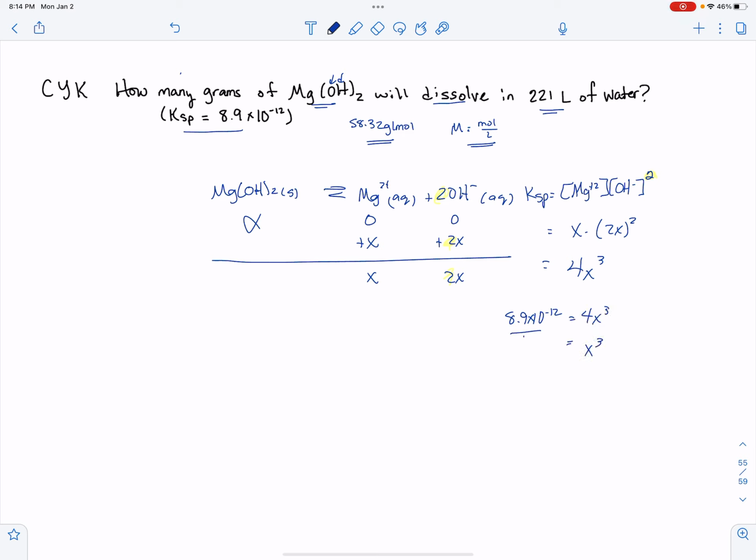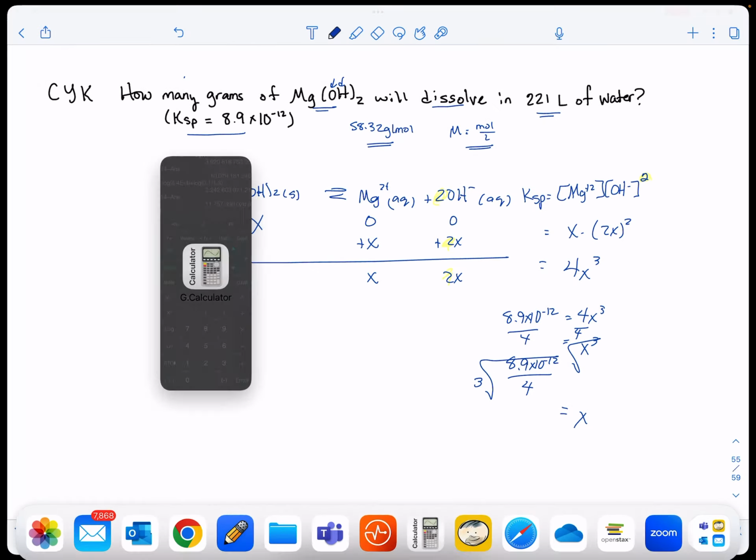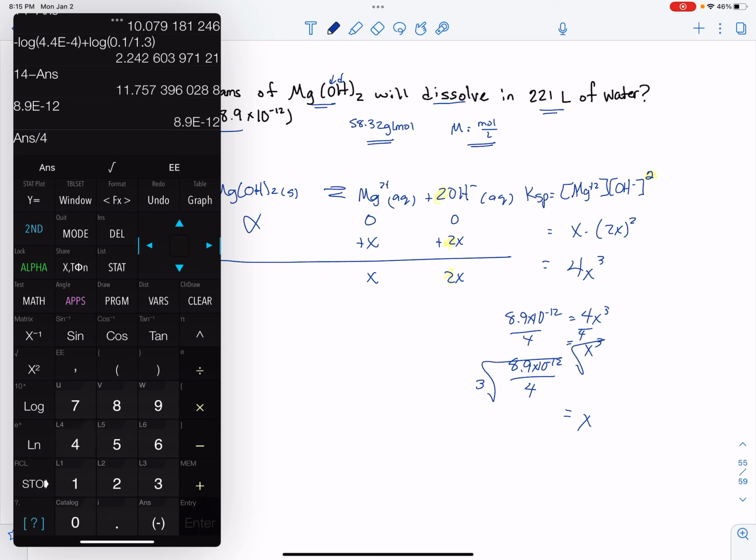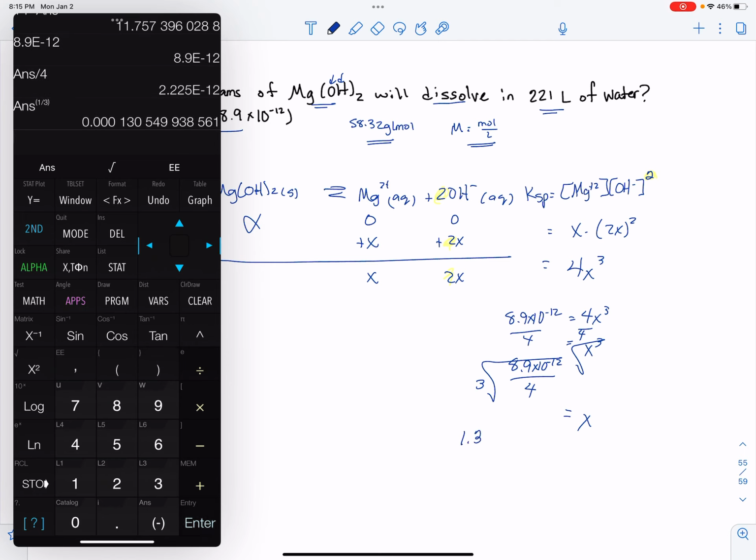X cubed is equal to that number divided by 4, so it's 8.9 times 10 to the minus 12th divided by 4, and then I'm going to take the cube root so that I know what x is. But I won't be done because I've still got to turn it into grams amount. So 8.9 e to the minus 12th divided by 4. And then I like to do the raised to the 1/3. Makes x be 1.31 times 10 to the negative 4. And that's molarity.